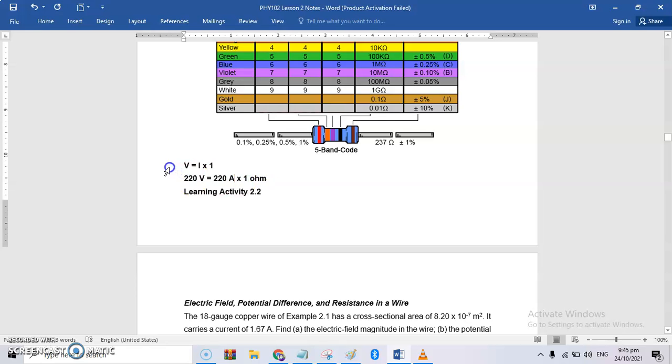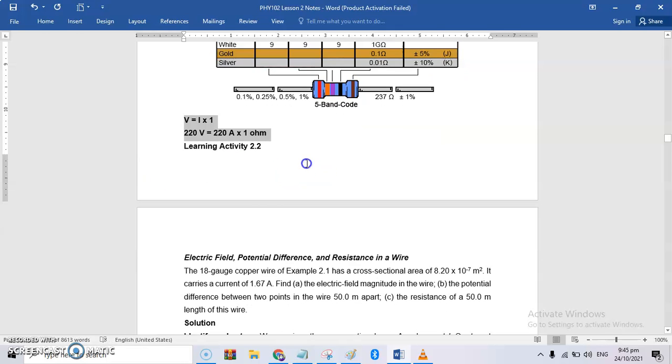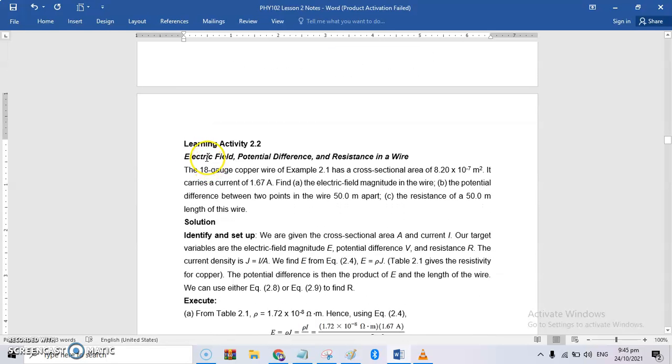Okay? So, yun lang naman. You can ask further questions kapag nag-face-to-face class tayo about this V is equals to IR na formula. So, let's proceed sa ating learning activity 2.2. Electric field, potential difference, and resistance in a wire.